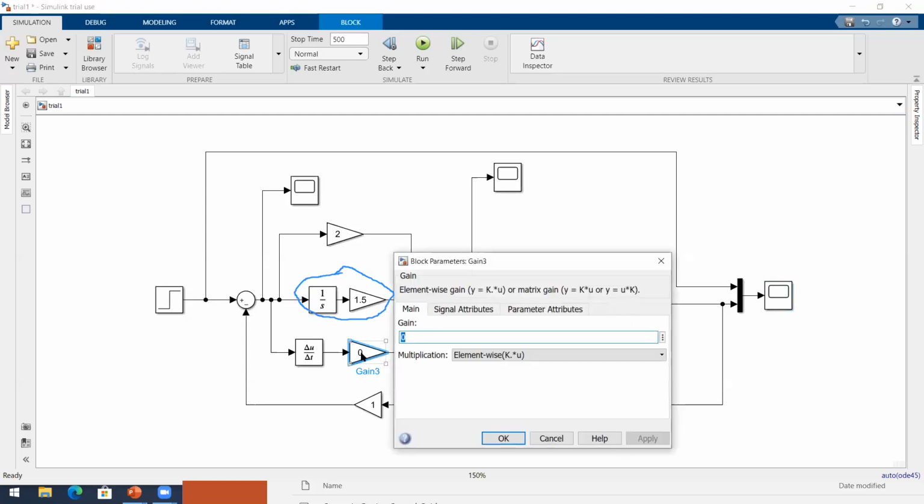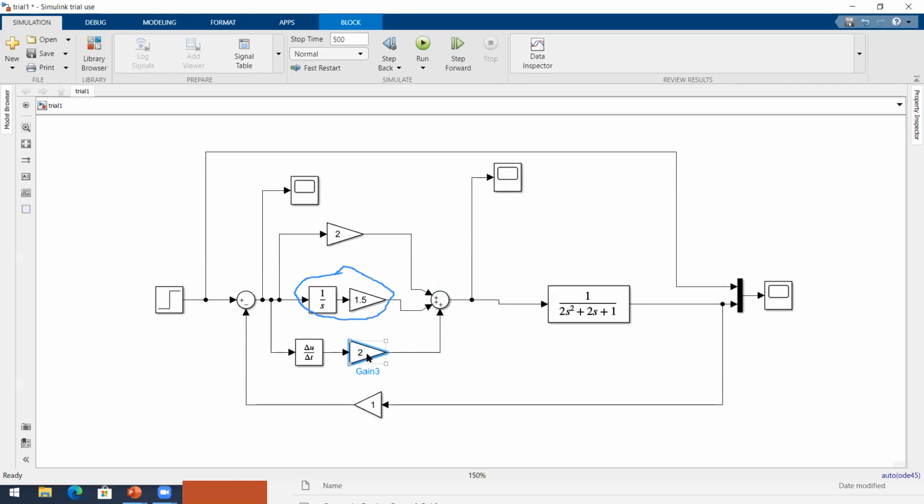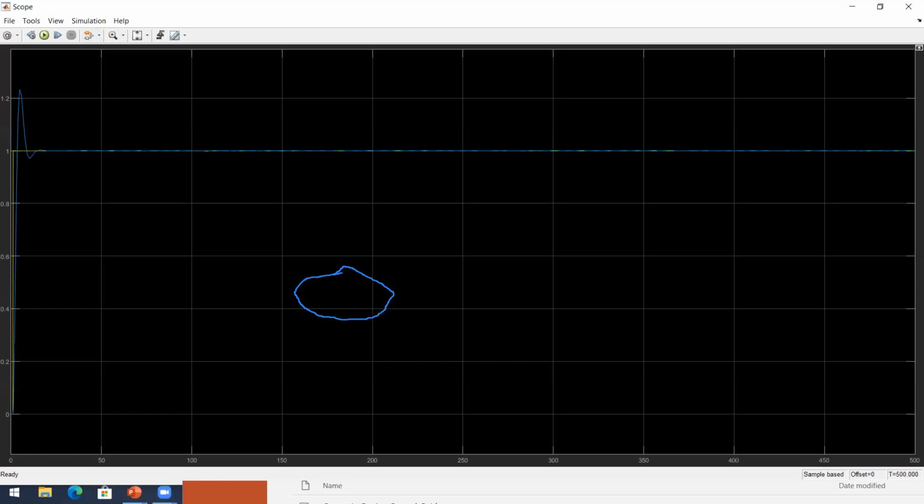I'll give some value over here, say 2. We are just doing trial and error. I'll come back later to how to control all these things and how to arrive at these values. So I've given this derivative gain, it is 2. Now I'll run this and look at this. Do you see the overshoot has reduced? Yes, sir. And there is no steady state error. It is exactly at 1.